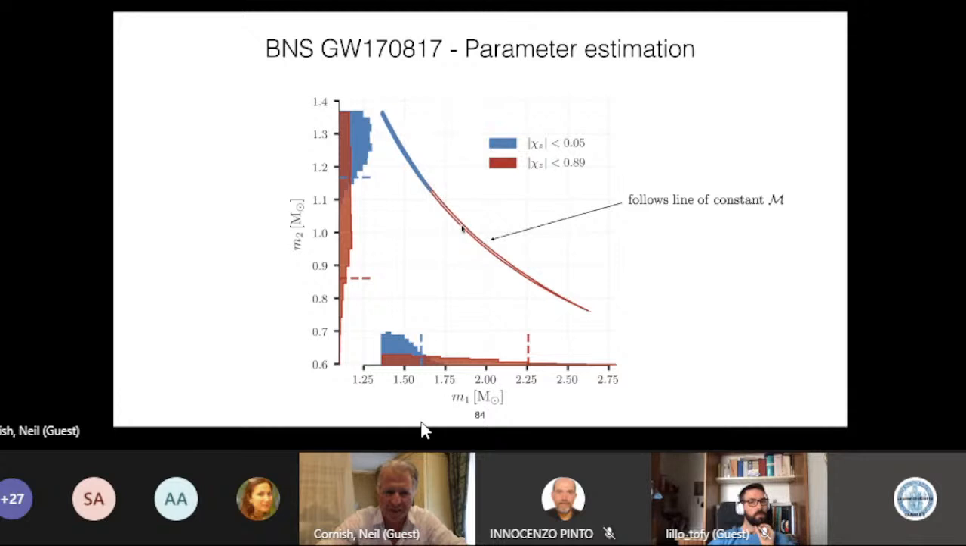So if we assume that the spins are small, then we end up with a better determination of the masses. And these are the kinds of spins we would expect for neutron stars. But you can see the individual masses are very broad distributions, while we have a very tight constraint on this combination, the chirp mass. But what we really want to know are the individual masses, so it's unfortunate that we have this degeneracy.